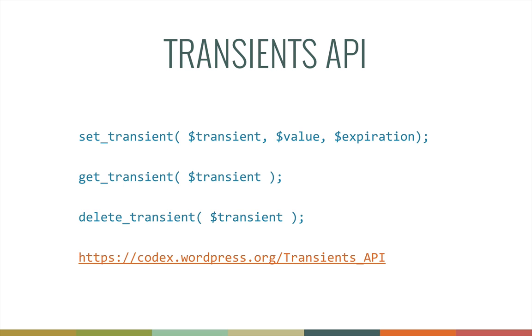When we set a transient, we need to pass it three parameters. The first is the transient name, which is just a string, and the transient value can be any sort of data, so anything from simple variables to more complex arrays and objects. And the final parameter is how many seconds to store the data for. This last point is important. Note that the Transients API is meant to store data that will expire. It's not permanent, hence the name, transient. And if you want to store permanent data, you should use the options API instead.